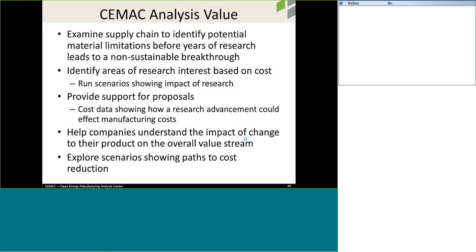We can help provide support for proposals and help companies understand the impact of change on the products throughout the value stream.